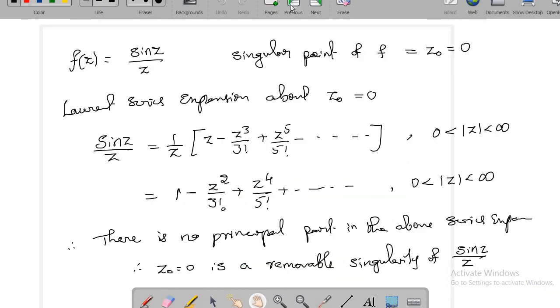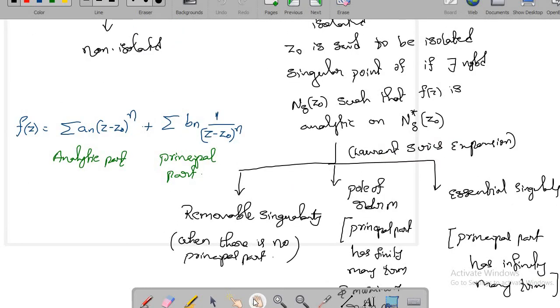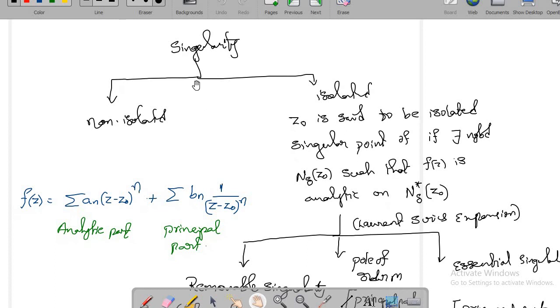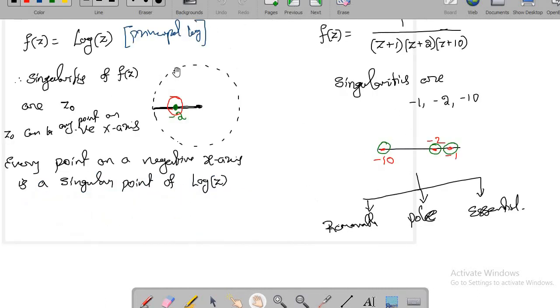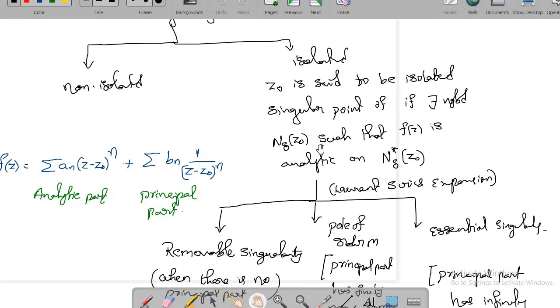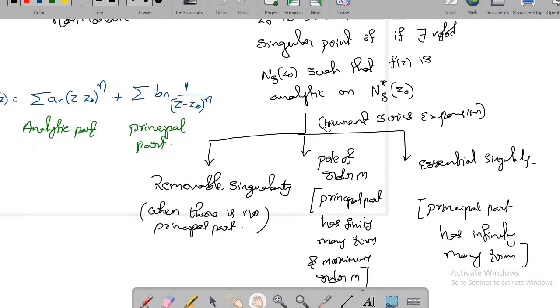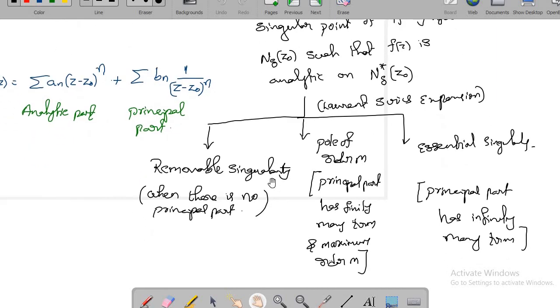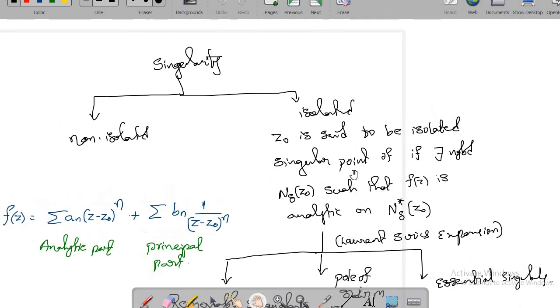We can simply look at the summary here. Singularity is divided into non-isolated and isolated. We didn't discuss any non-isolated singular points, just one example, L and Z. We have some other examples as well, and I'll tell you in the next class. Isolated singularities we divided into 3 categories based on the Laurent series expansion: one is removable singularity, another is pole of order m, another is essential singularity. So these are the classifications of singular points of a function.